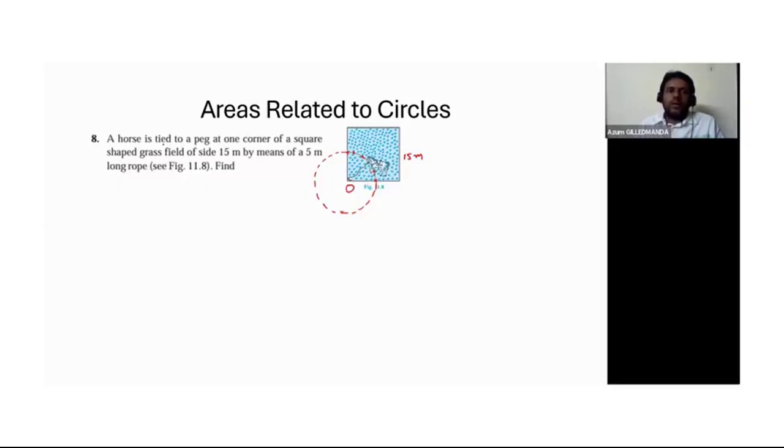Now, what do we need to find? A horse is tied to a peg at one corner of a square-shaped grass field of side 15 meter by means of a 5 meter long rope. Fine. Okay. I did not copy what we need to find, so let me see what we need to find. This is from your textbook. There are two things that have been asked.